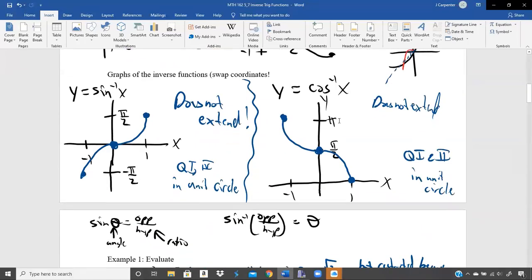So positive answers, you use the angle in quadrant 1. Negative, it depends if it was inverse sine or inverse cosine. How can you remember that? Is it just blind memorization of this fact?